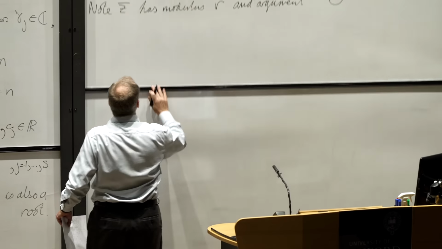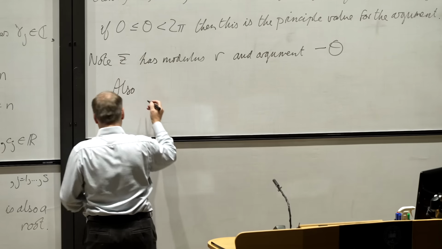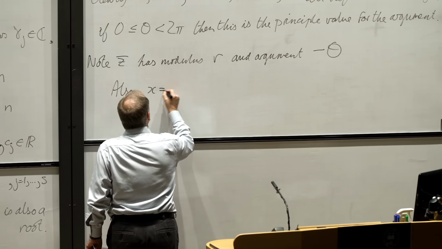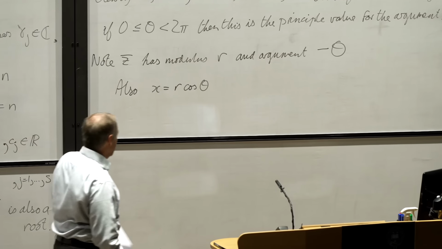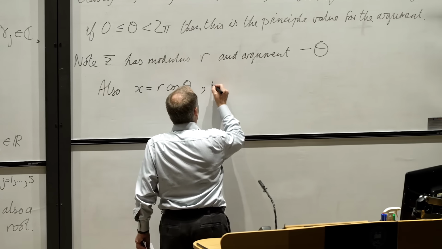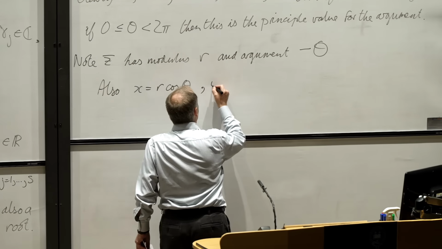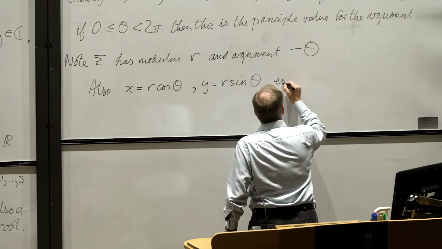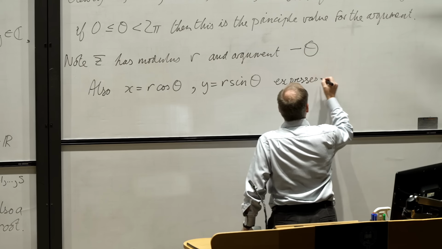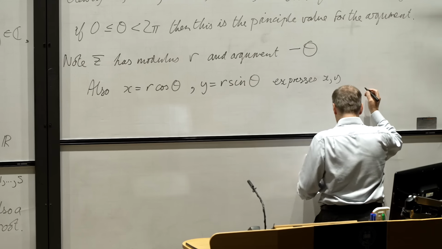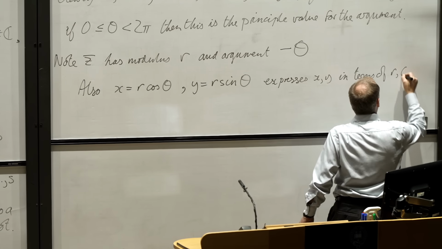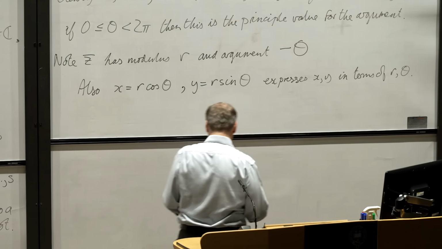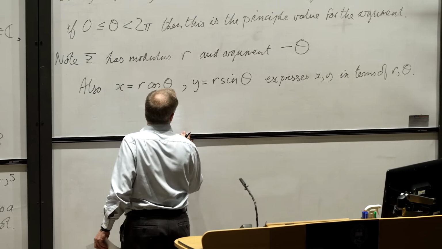Also notice that you can write x is r cosine theta, so this is just trigonometry. Okay. And y is equal to r sine theta. Okay, this expresses x and y in terms of r and theta.